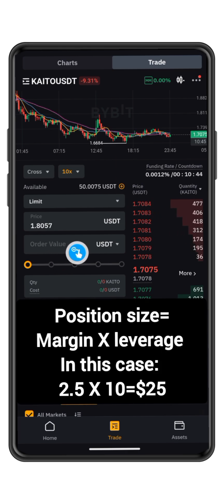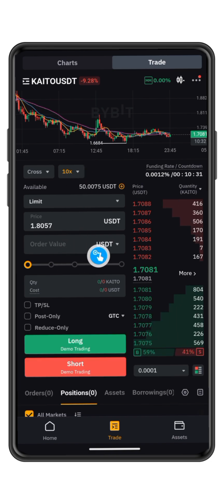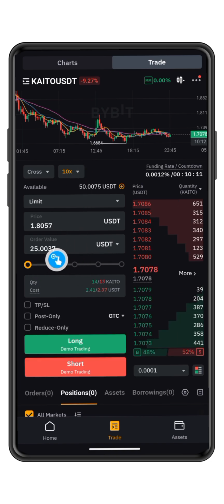What does position size mean? Position size is your margin multiplied by your leverage. Again, margin multiplied by your leverage. So let me put 25 here. So this right here is my position size. What is position size? Position size is leverage, whatever leverage you have applied, multiplied by the margin.